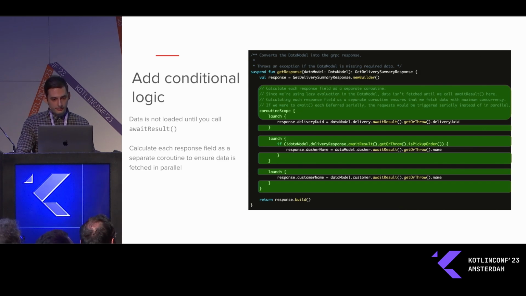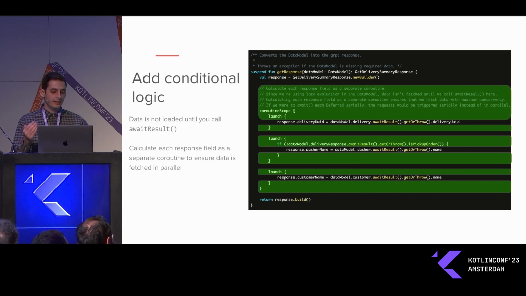In getResponse, we add our conditional logic to only set Dasher name if it's not a pickup order. You'll notice that here I'm using launch to calculate each response field concurrently in separate coroutines. We need to compute each response field concurrently to still fetch the data in parallel. The data is lazy loaded, so the API requests don't start until you call await.